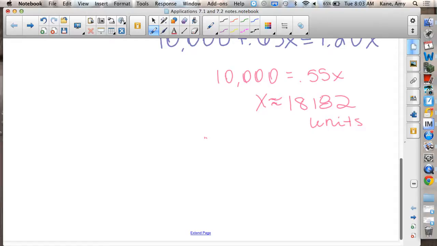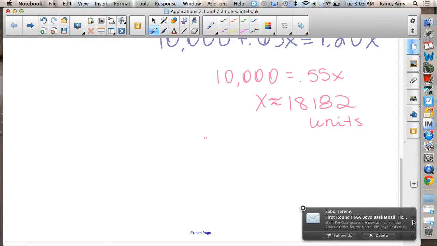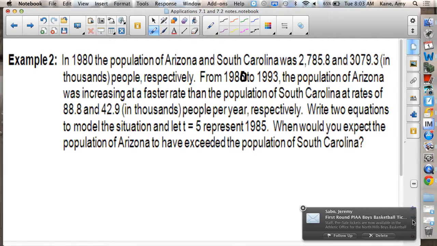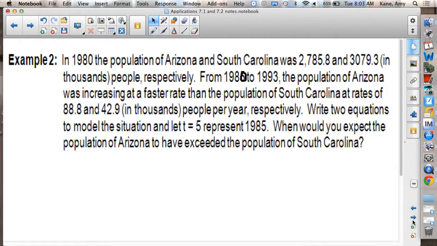So if you look at the next word problem underneath, in 1980, the population of Arizona was 2,785.8, and South Carolina was 3,079.3, and that's in thousands of people. From 1980 to 1993, the population of Arizona was increasing at a faster rate than it was for South Carolina. And those rates were 88.8 and 42.9 in thousands of people respectively. So the way they were ordered in the problem is the way they're giving you the information.